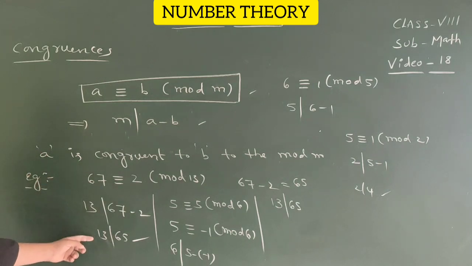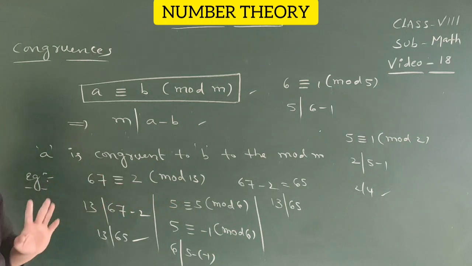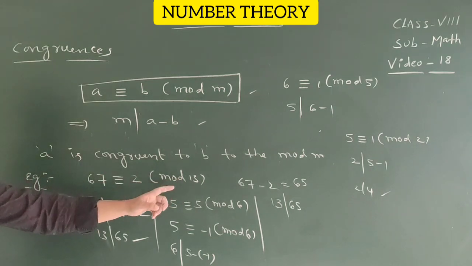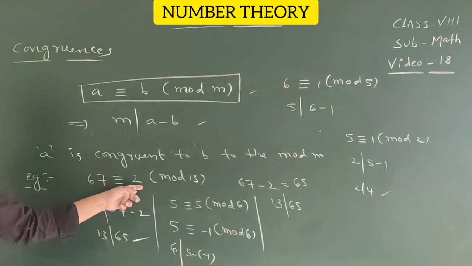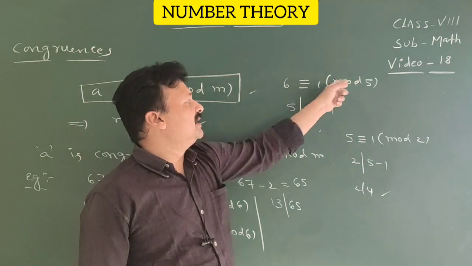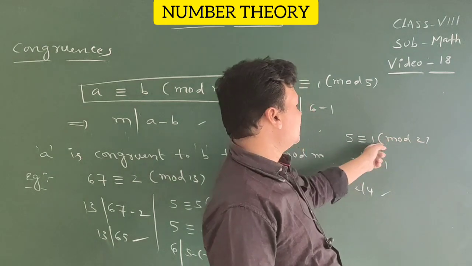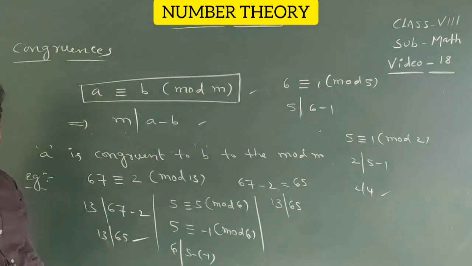So these are the examples. If 67 is divided by 13, 2 is the remainder, so we can say 67 is congruent to 2 mod 13. Here 6 divided by 5, 1 is the remainder. Here 5 divided by 2, 1 is the remainder, meaning 2 divides 5 minus 1, and 5 divides 6 minus 1.